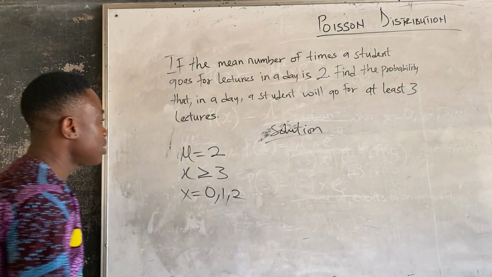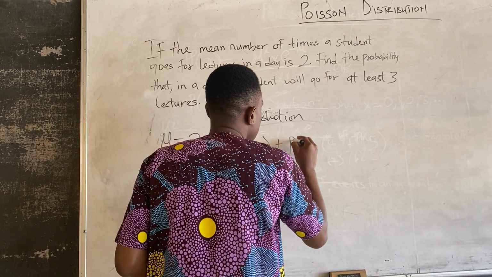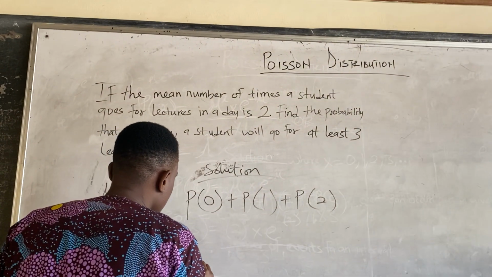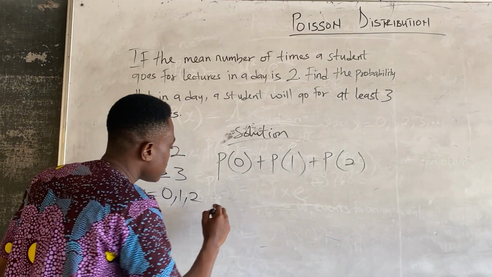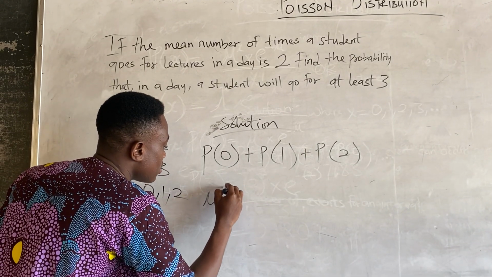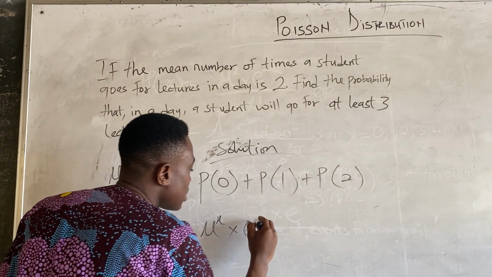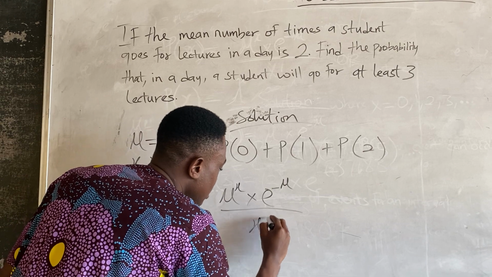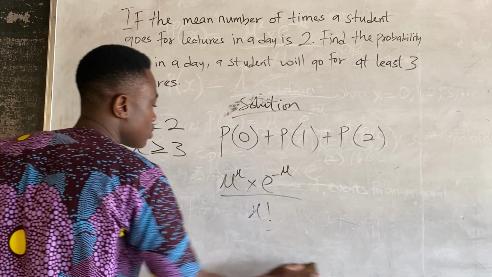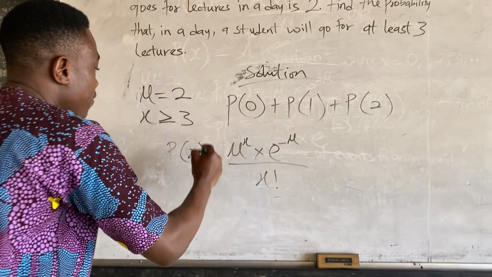So let's quickly look at the probability of x equals 0, x equals 1, and then x equals 2. So we have our first, once again, the formula for Poisson, which gives us our mu exponent x multiplied by our constant e exponent minus mu, all over our x factorial. Now, we are going to solve for these 3 values of x.